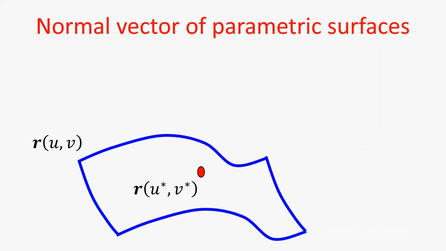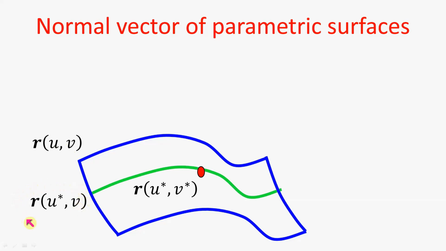In case of parametric surfaces, we also face the problem of the computation of the normal vector at a particular point on the surface. The point is identified by parameter pair u star and v star, and we are here on the surface. A surface point is identified by two free parameters, u and v. Let us fix the first parameter from these two free parameters to u star and allow the second parameter to run in its appropriate domain.